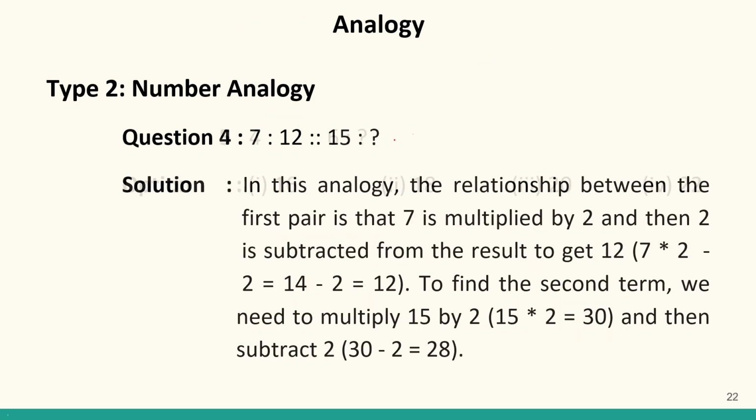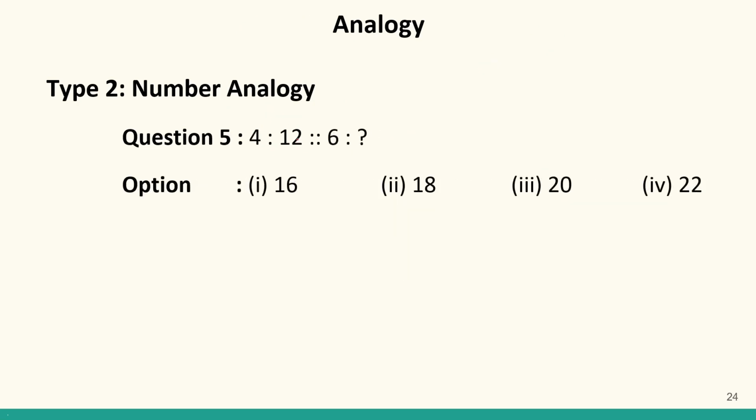Now, over here, 4 is related to 12, and we have to find out how 6 is related to this number. So very simply, if I multiply 4 by 3, I'll get 12. Similarly, if I multiply 6 by 3, I'll get 18. So 18 is in option number 2. So my answer will be option number 2, 18.